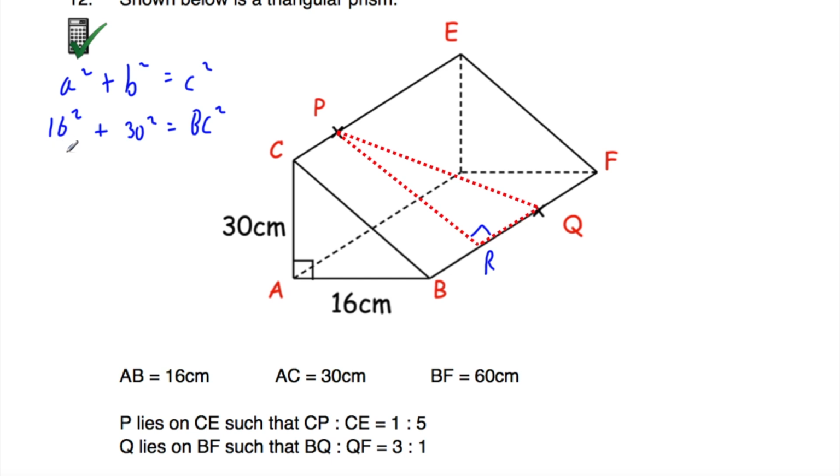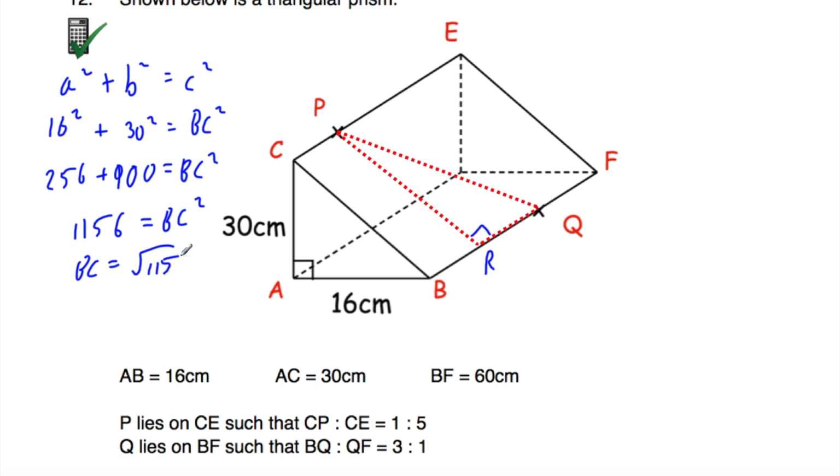16 squared is equal to 256 plus 30 squared is equal to 900, and that's equal to BC squared. And 256 plus 900 is equal to 1156, that's equal to BC squared. And then if we square root this, BC would be equal to the square root of 1156, and that's equal to 34. So that's fantastic. BC is equal to 34 centimeters. So that means that PR would also be equal to 34 centimeters.